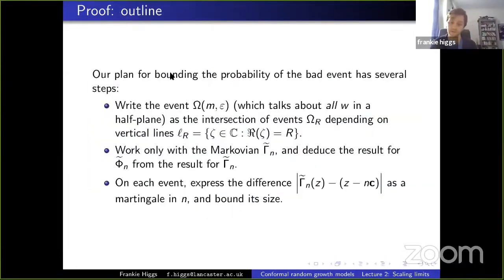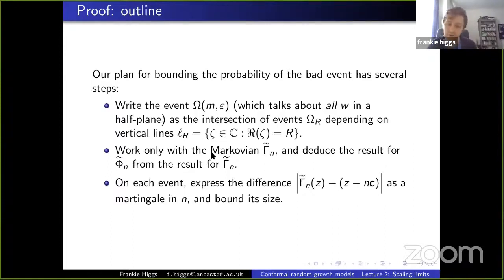So that's the first thing we're going to do. We're going to talk about these events omega r, which, instead of talking about the entire half plane, talks about a vertical line on which the real part of everything is equal to some fixed number r. And this doesn't look like a compact set, but remember that we're in logarithmic coordinates, so everything is 2 pi i periodic. So really this corresponds to an interval in logarithmic coordinates or to a circle in regular coordinates. We'll move from talking about an unbounded set to a compact one.